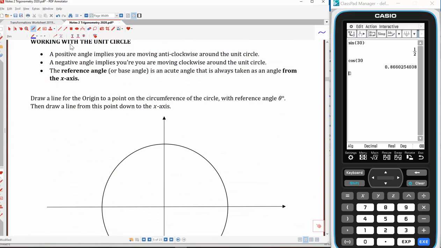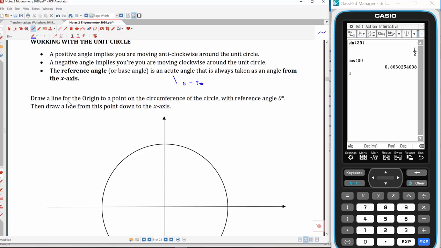Okay, so when you're working with the unit circle, a positive angle implies you're moving in an anti-clockwise direction around the unit circle. You can get negative angles though, and that basically means I want you to move in a clockwise direction. It's a bit counterintuitive. The reference angle or base angle is an acute angle that's always taken from the x-axis, okay? Acute meaning it's between 0 and 90 degrees. So a reference or base angle.